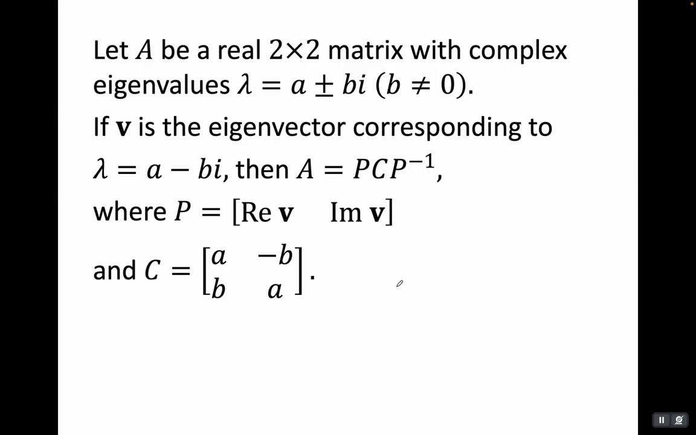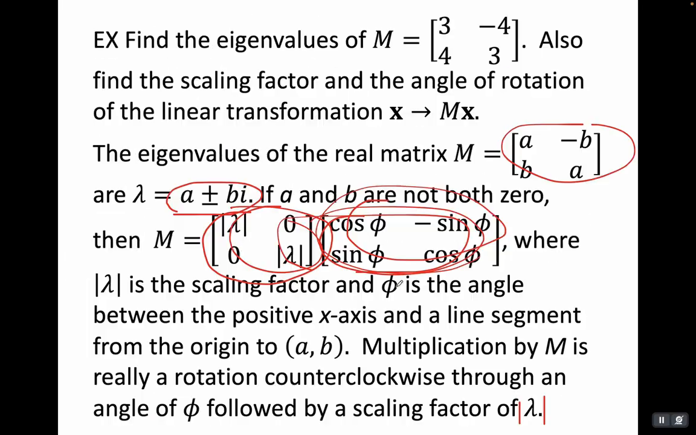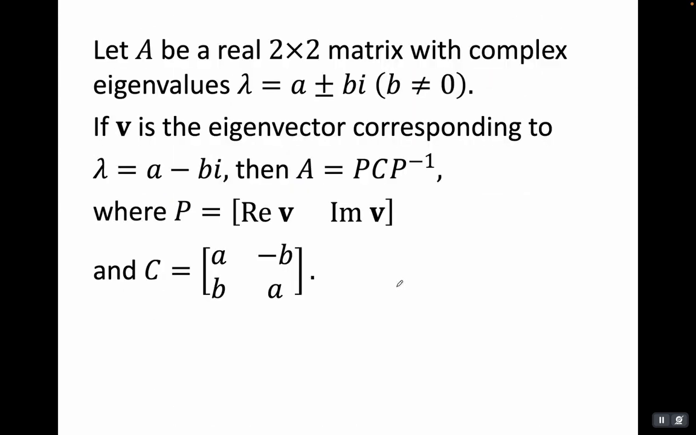Let A be a real 2 by 2 matrix with complex eigenvalues lambda equals a plus or minus bi. Here b is not 0. If v is the eigenvector corresponding to lambda equals a minus bi, then A equals P C P inverse, where P is the real part of v, imaginary part of v, and C equals [a, -b; b, a]. So this is the more general concept. Now here we had to have a special matrix M of this form, a negative b, b a. More generally, this is what happens if we multiply x by a matrix like this, A.